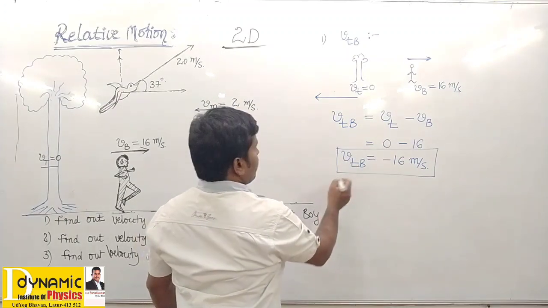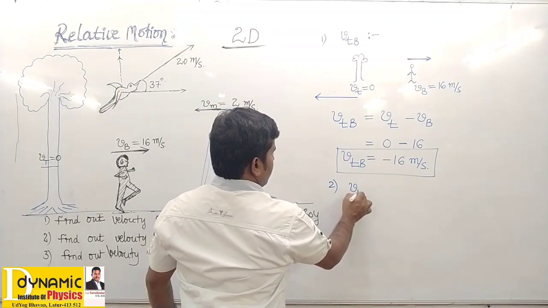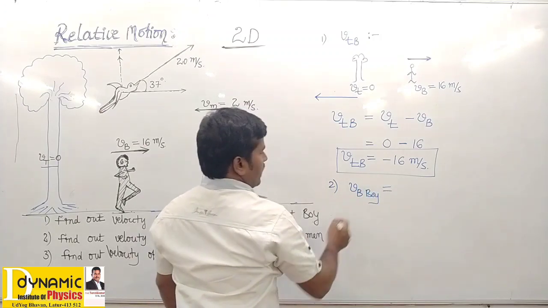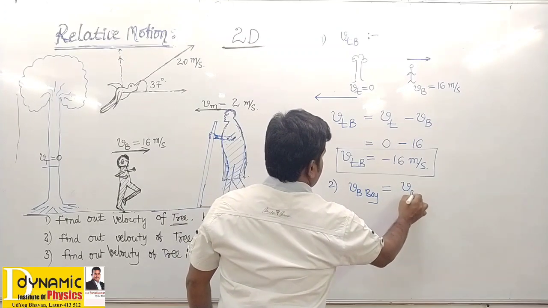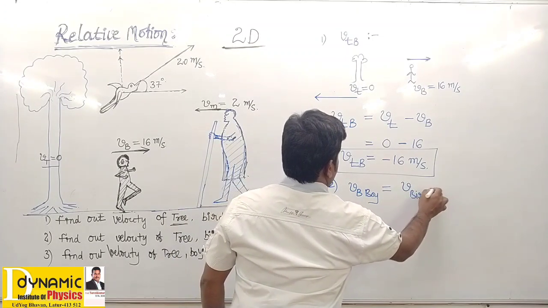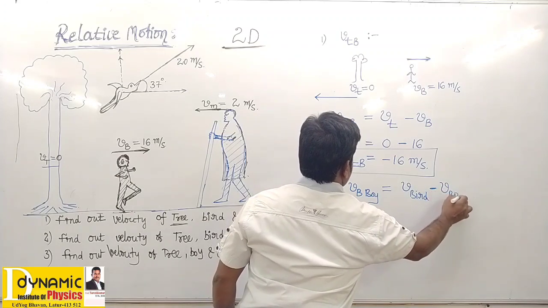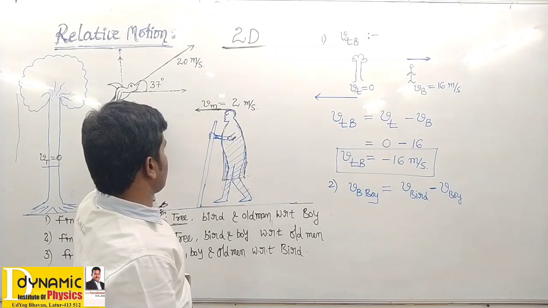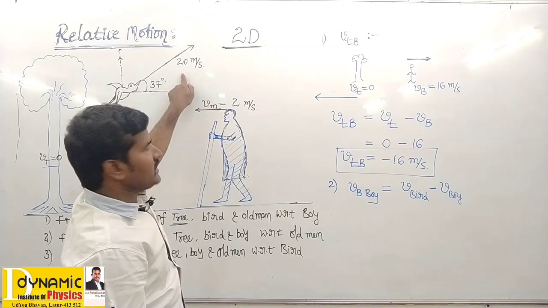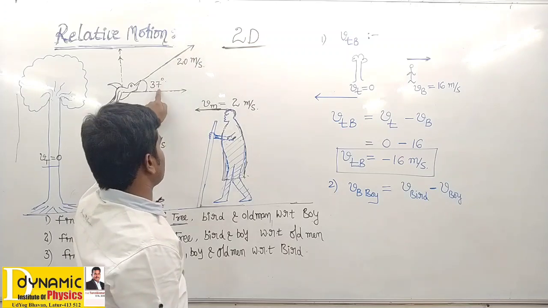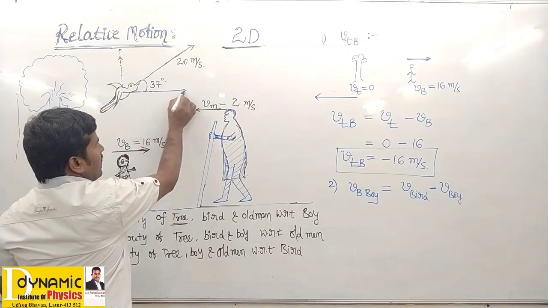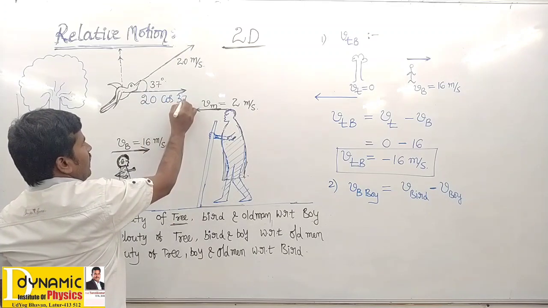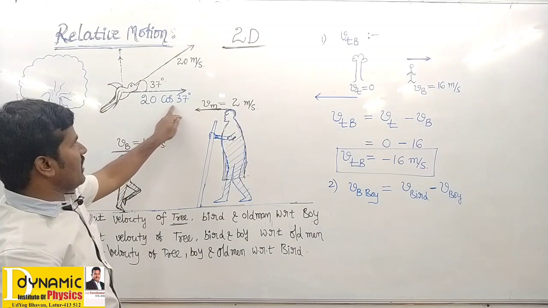And next one, velocity of bird with respect to boy. What is the velocity of bird, minus velocity of boy? Here only the horizontal direction is considered. The bird has 20 meter per second at theta angle, that is 37 degrees. In the horizontal direction, the velocity of the bird is 20 cos 37. Cos 37 is 4 by 5.